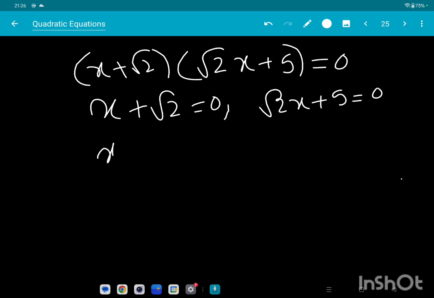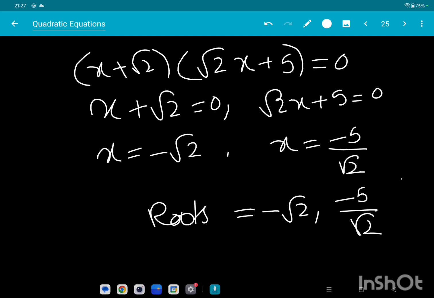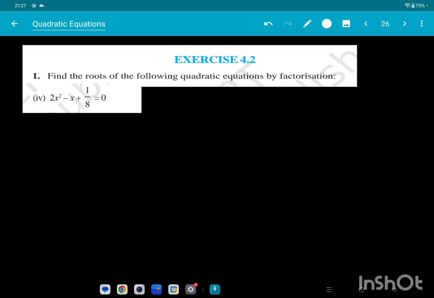Now here what is the value of x? The value of x is minus root 2, and here the value of x is minus 5 by root 2. So the roots of this quadratic equation are minus root 2 comma minus 5 by root 2. This is the way we will find out the roots, and we will move on to the next question.